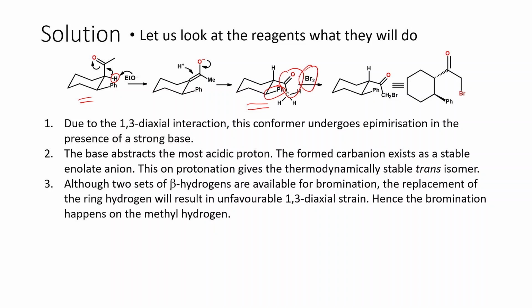The next step is the bromination reaction. The bromination occurs on the methyl carbon. So one of the hydrogens is replaced by the bromine atom, and we end up with the bromo derivative. And as we have seen here, the phenyl group and the acetyl group are trans to each other. So this is the only product where we have the trans stereochemistry between the adjacent groups, and this is the final product that will be formed in this particular reaction.